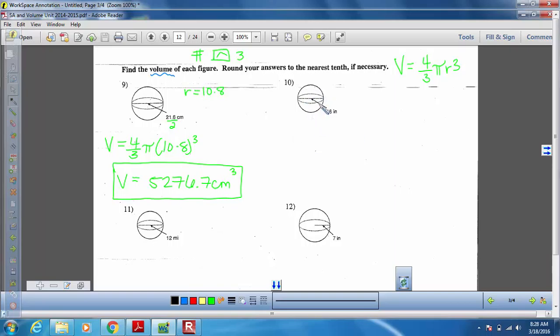So number 10, again, our length right here goes all the way across, which means it's going to be our diameter. So to find our radius, we've got to divide by 2. So our radius equals 8. So I'm going to plug into my formula and get V equals 4/3 pi times 8 cubed. So if we plug this whole thing in our calculator, our volume is going to be 2,144.7 inches cubed.